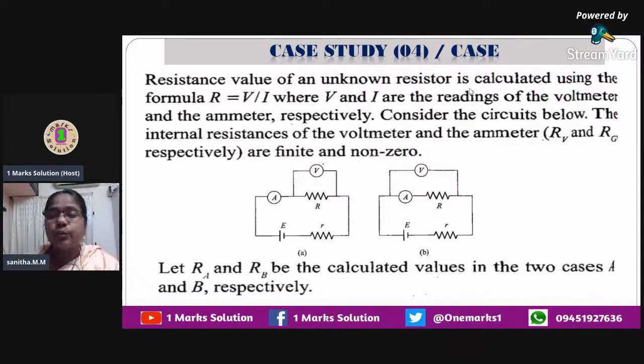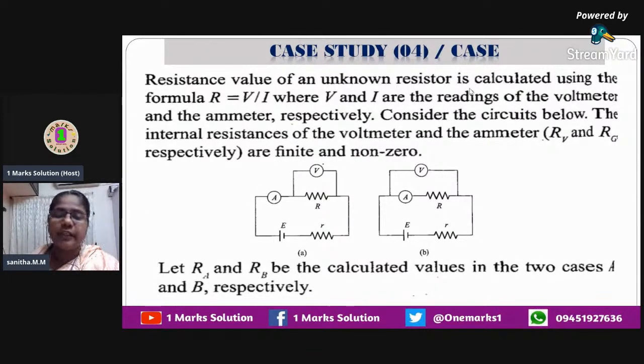Now we can see the 2 circuits given below. Consider the circuits, the first and the second, which are marked as A and B. The internal resistances of the voltmeter and the ammeter are finite and non-zero values. The internal resistance of the voltmeter we can call RV, and of the ammeter we can call RG, respectively. And we can observe the figure. In the figure, a resistance R is connected parallel to the voltmeter. Always the voltmeter is connected in parallel and the ammeter is connected in series. That also you can see here.